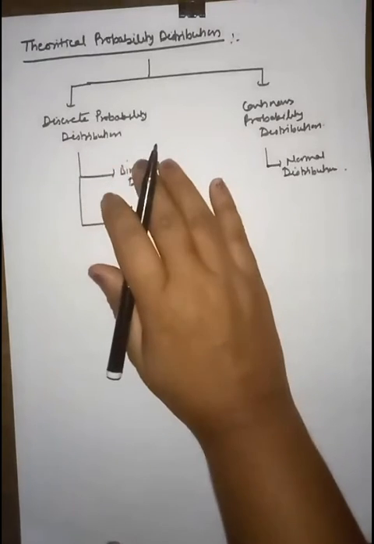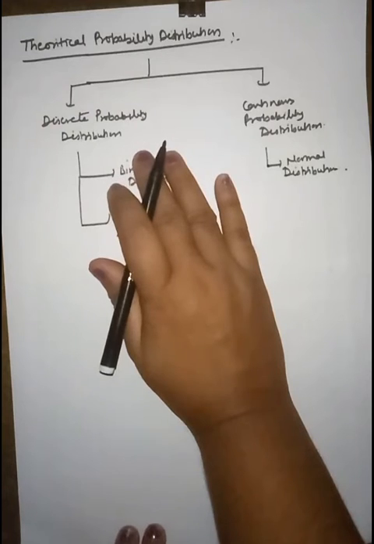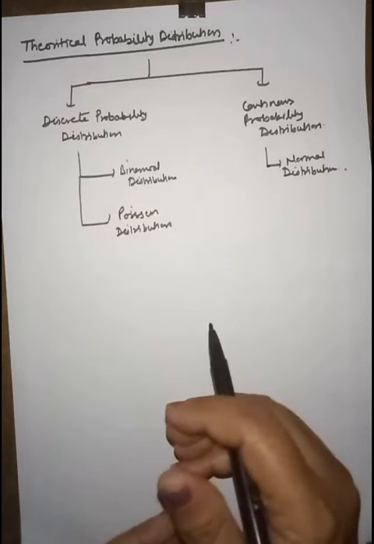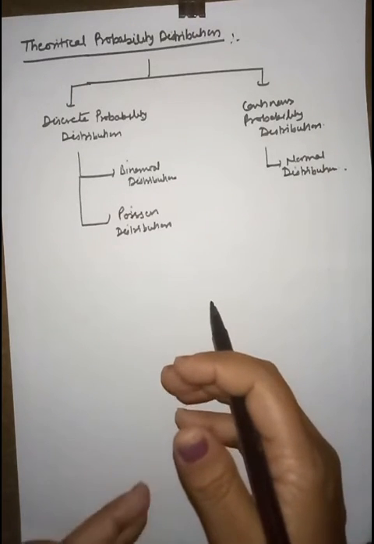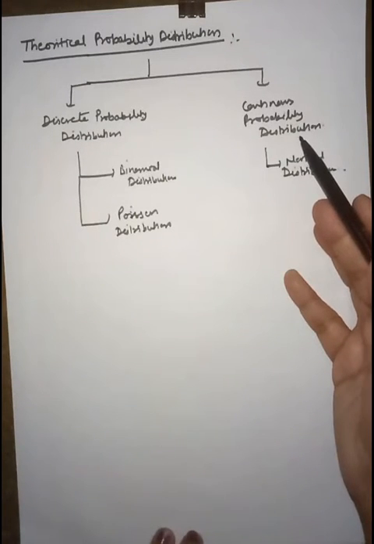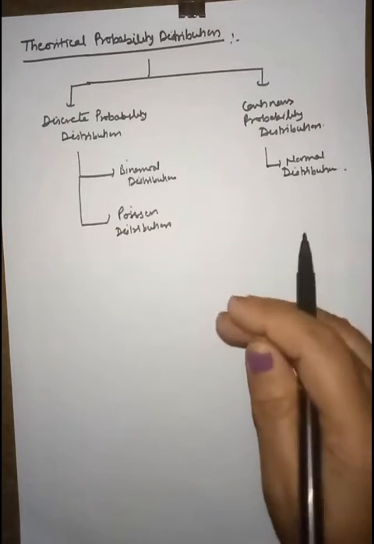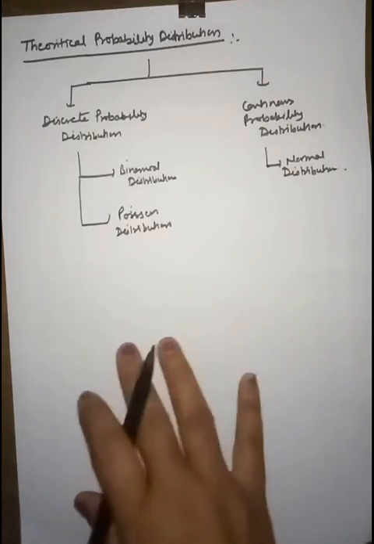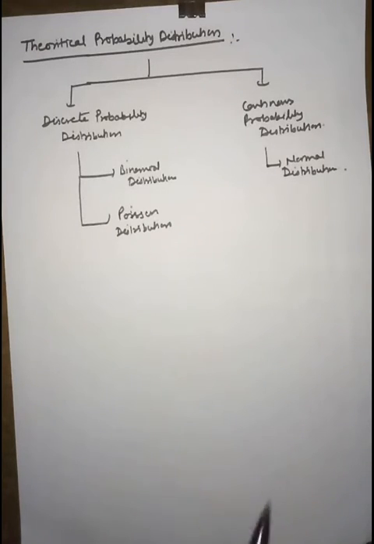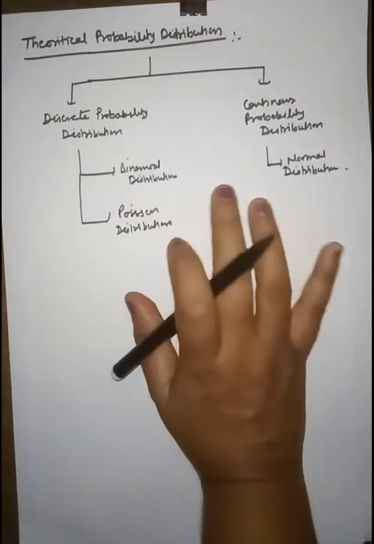So what is the discrete probability distribution, friends? In a discrete probability distribution, random variables can take only a limited number of values. For example, the number of heads in two tosses. And in a continuous distribution, random variables can take any value. For example, the height of a student in the class, right? This is the main difference between the discrete and continuous probability distributions. Now our focus is binomial distribution, Poisson distribution, and normal distribution.